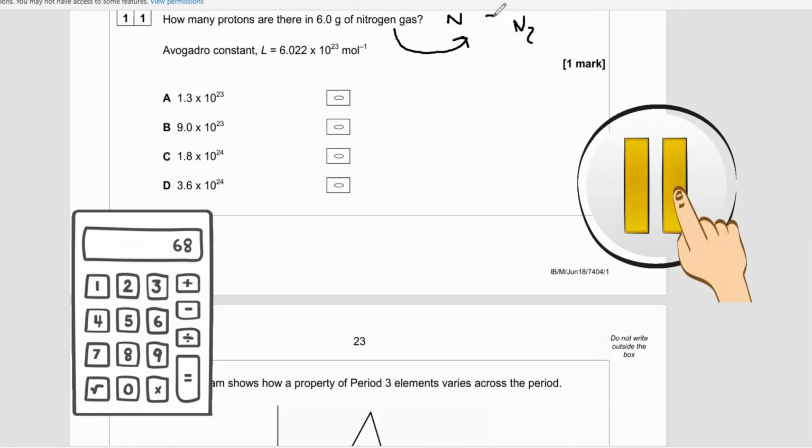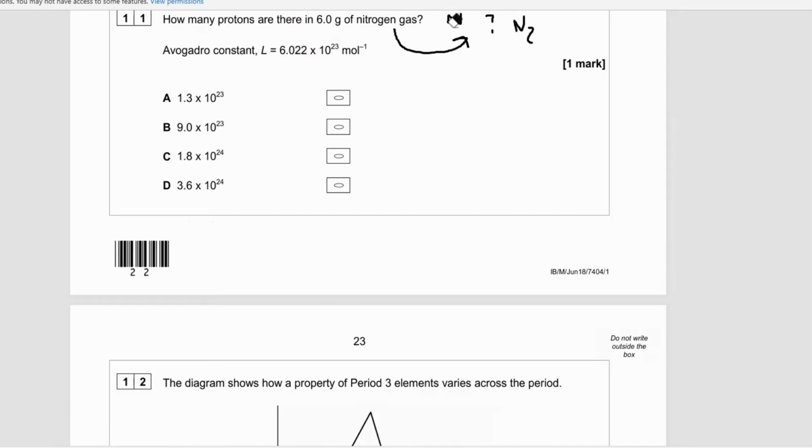So, look at nitrogen. What's its formula for nitrogen gas? Is it N or is it N2? Well, of course, it's diatomic. So, the formula for nitrogen gas is N2.